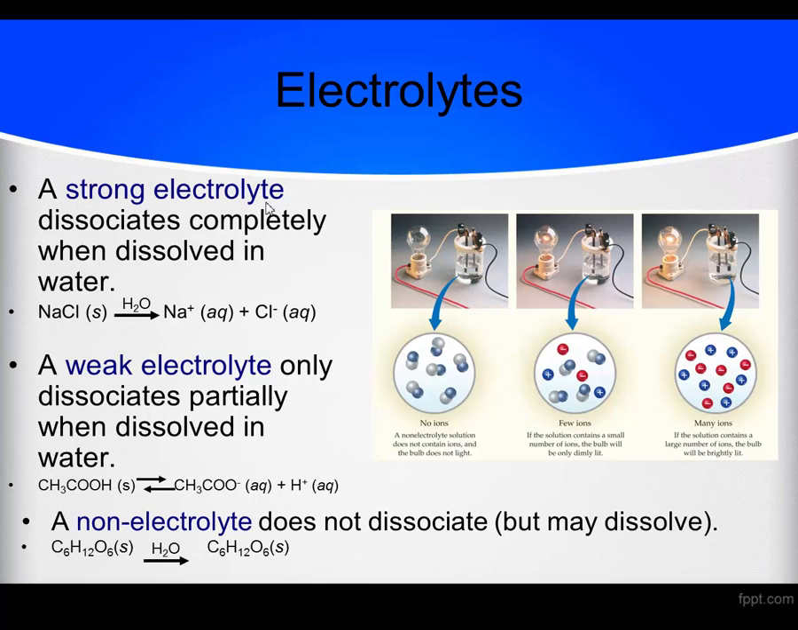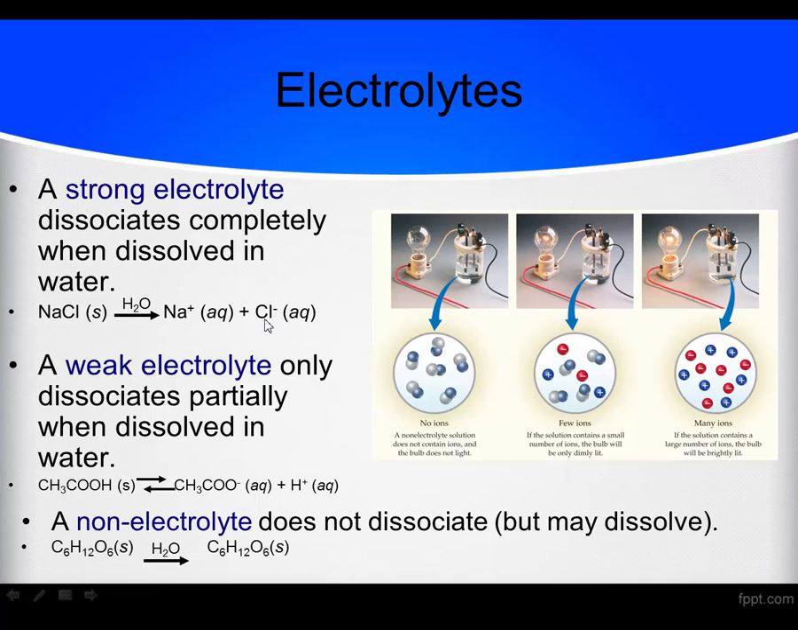Okay, so a strong electrolyte dissociates completely. The reason I know it dissociates completely is it says it's soluble on the solubility rules. So when we write a solvation equation, we take the salt in question, in this case NaCl. We draw an arrow with H2O over the top. This is how we know it's a solvation equation, because we're trying to dissolve it in water. And we show what happens on the right side.